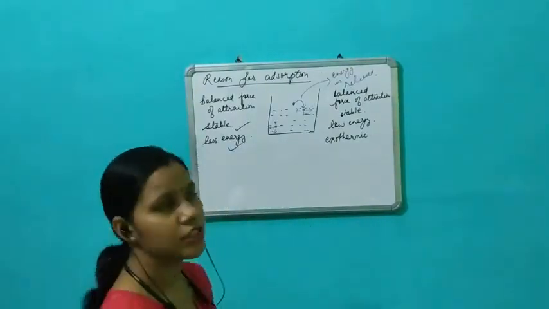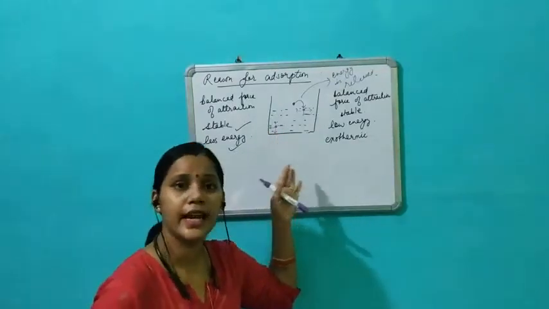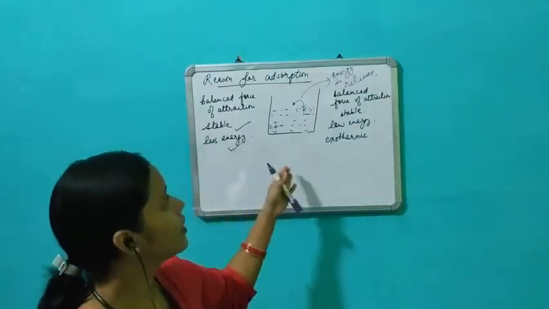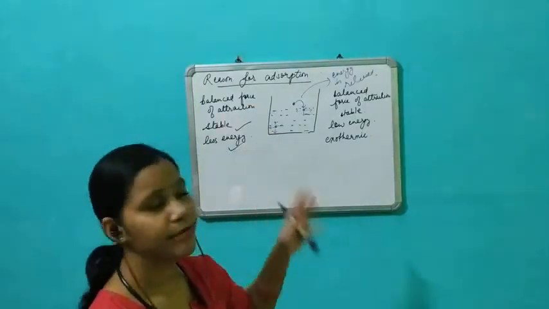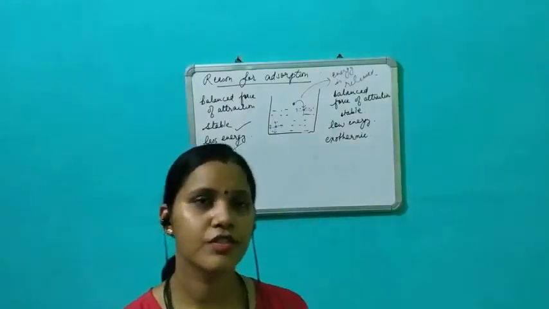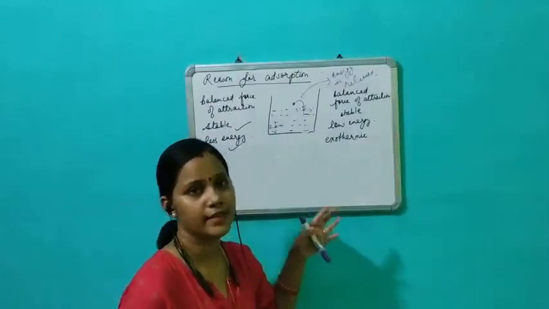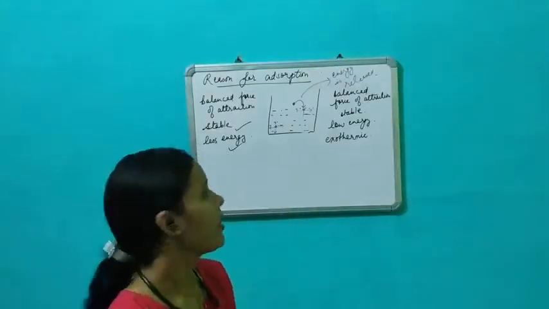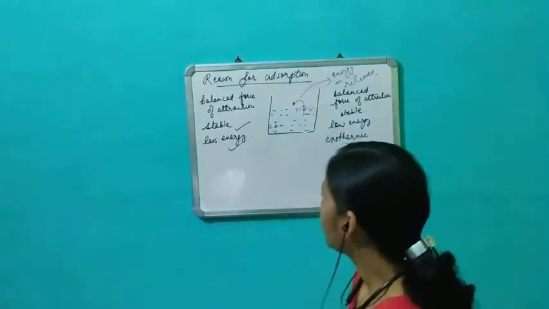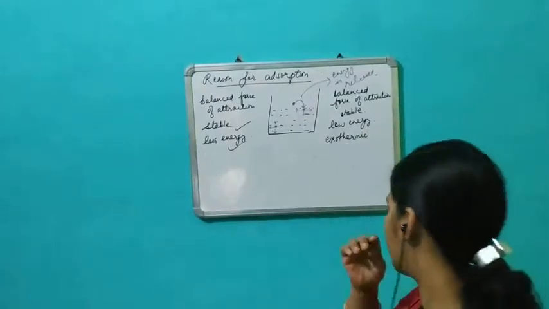So in order to balance the force of attraction, it tries to absorb the molecule that comes in contact with it, and thus it can balance the force of attraction. And once the forces of attraction are balanced, it becomes stable and the energy is lessened. That means it will have low energy. Thus we can say it is an exothermic process. Alright, so moving on, next is the difference between adsorption and absorption.